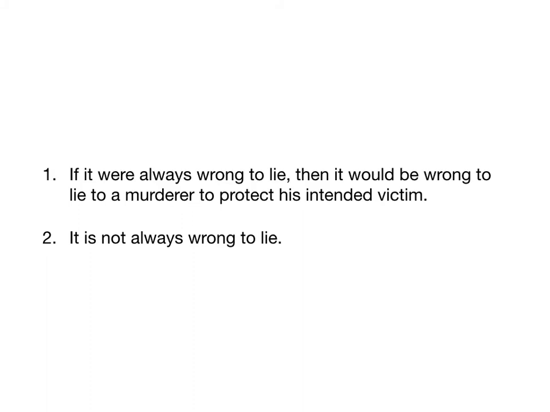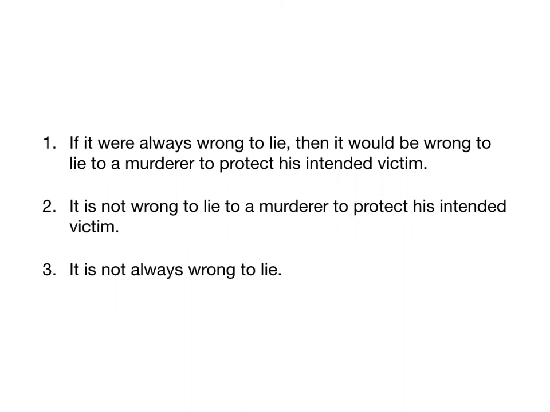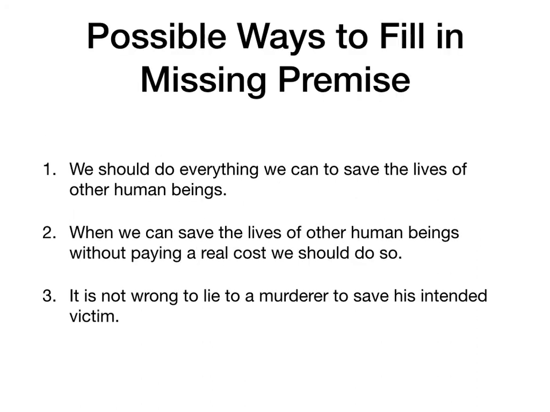Let's look at how this might work with our other argument that has a missing premise. If it were always wrong to lie, then it would be wrong to lie to a murderer to protect his intended victim. It is not always wrong to lie. This one isn't quite as neat an argument. It's a little messier, but we can look at some other candidates for the missing premise. The way we did fill it in was, it is not wrong to lie to a murderer to protect his intended victim. It is not always wrong to lie. Look at some other ways we could have filled this in, though.